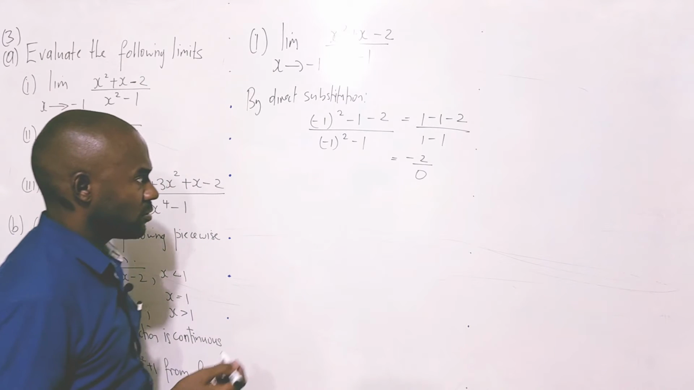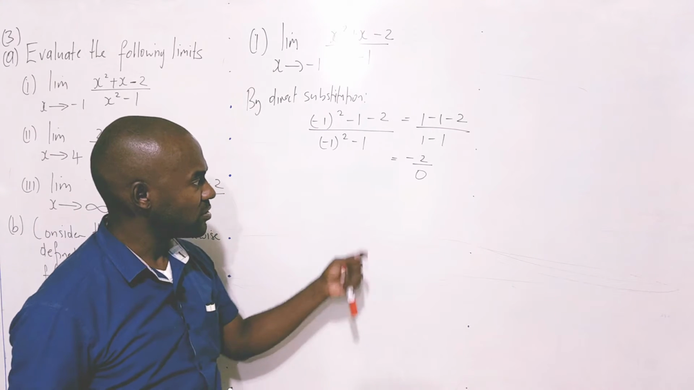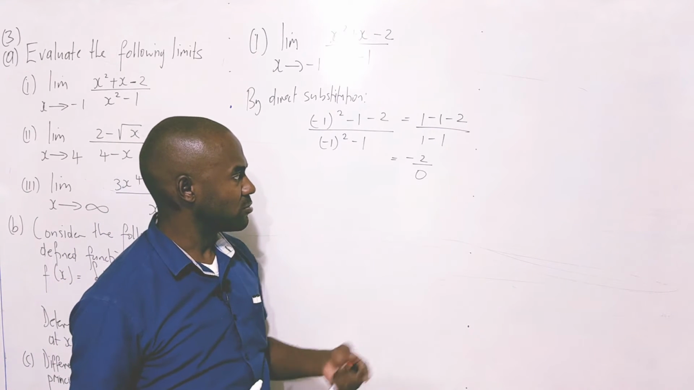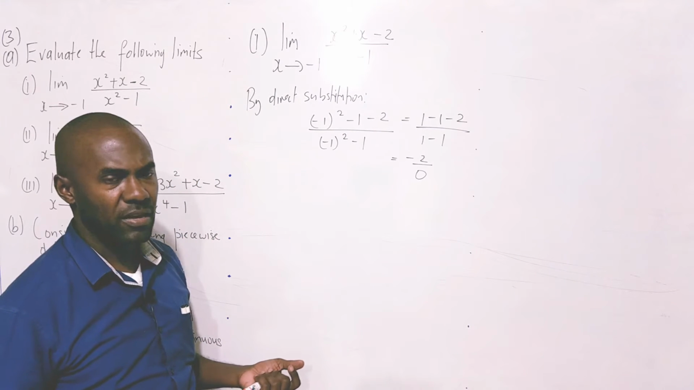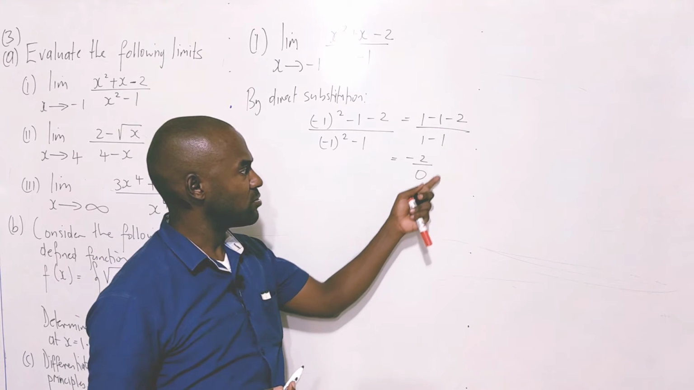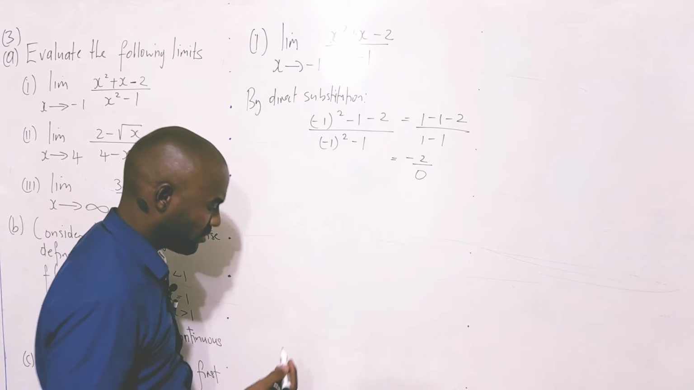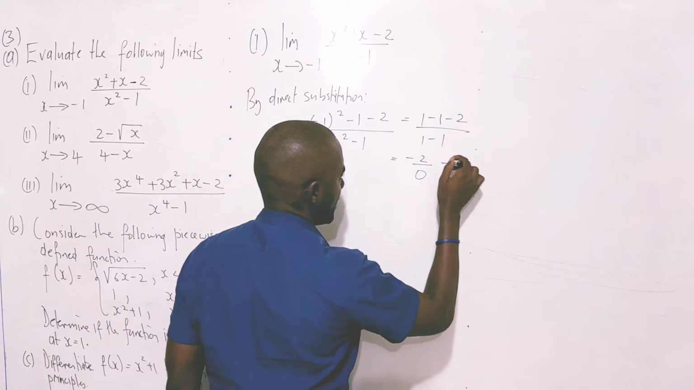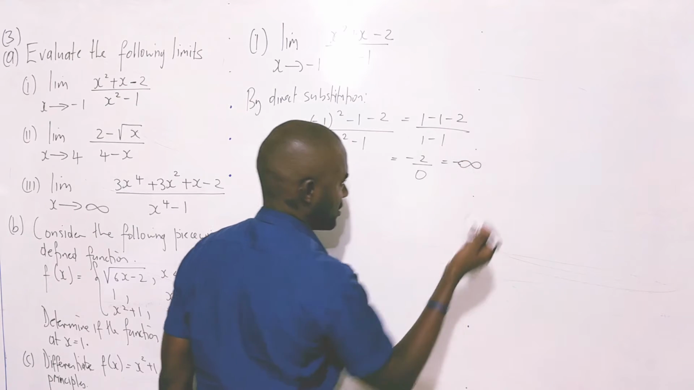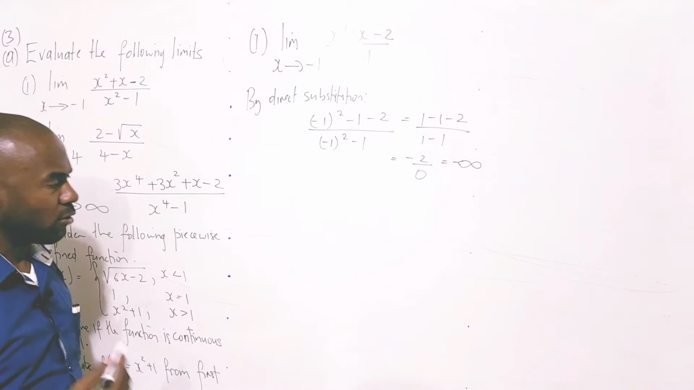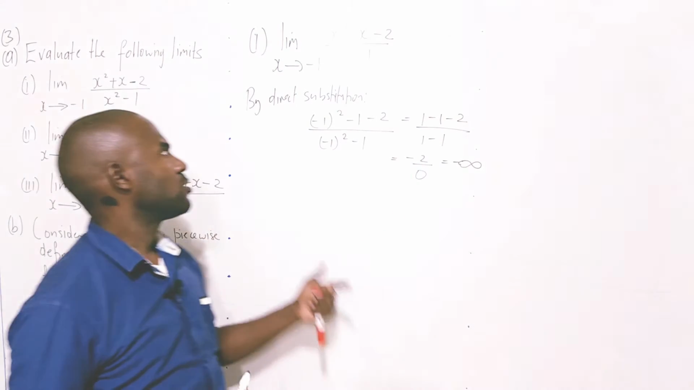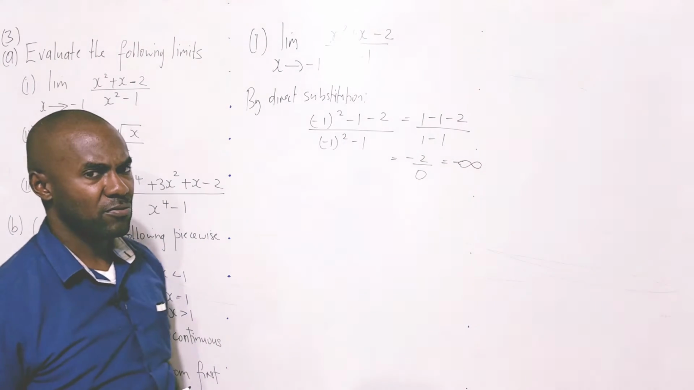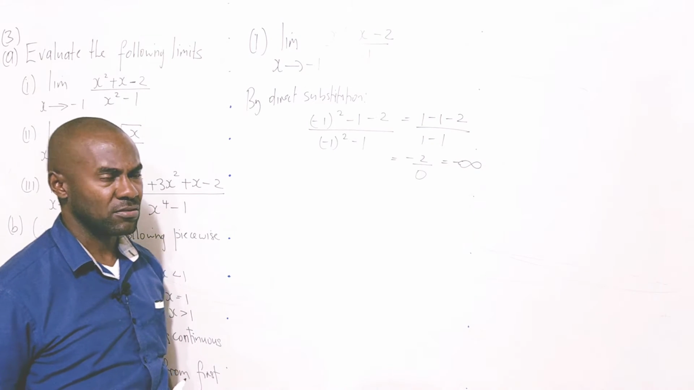Now, whenever 0 is in the denominator of any fraction, we normally say it is undefined. But there's another way of saying it is infinite. And because it's basically minus 2 over 0, we would be tempted to say it's minus infinity. That is what we'd be tempted to say. However, before we actually jump to this conclusion, we'll try to simplify the expression first and then see what that gives us.